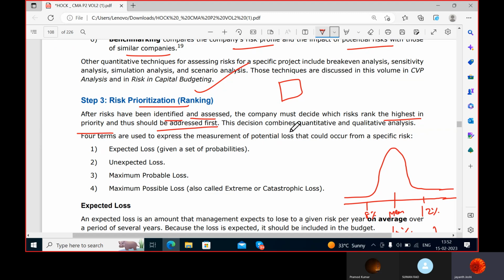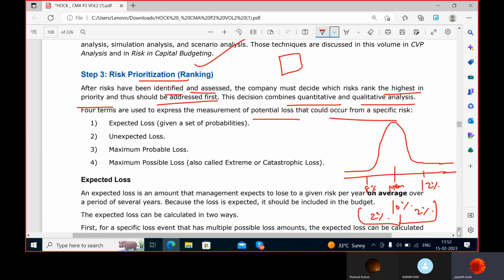This decision combines quantitative and qualitative analysis. Four terms are used to express the measurement of potential loss that occurs from a specific risk. These four terms, which we are going to discuss now, are very important to express the potential loss that can occur from a specific risk. The first one is expected loss, given a set of probabilities, then unexpected loss.